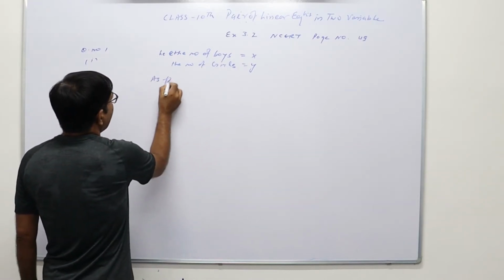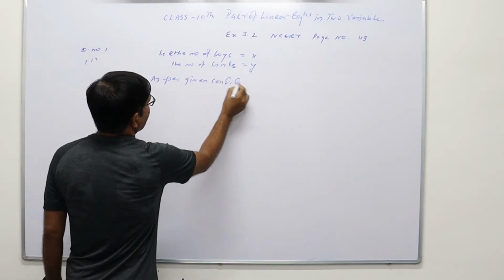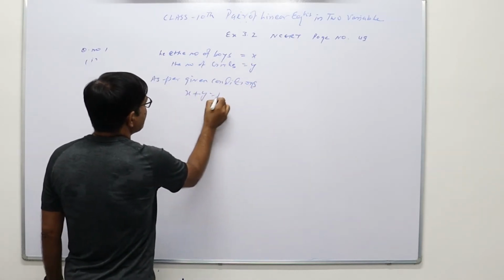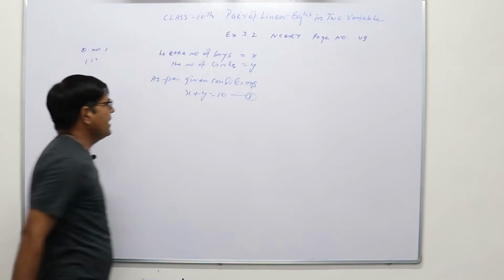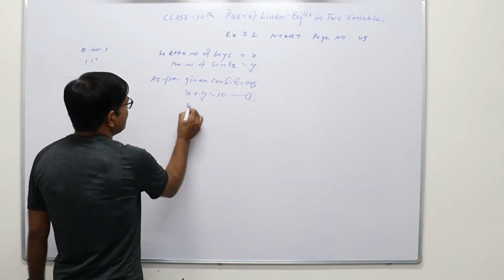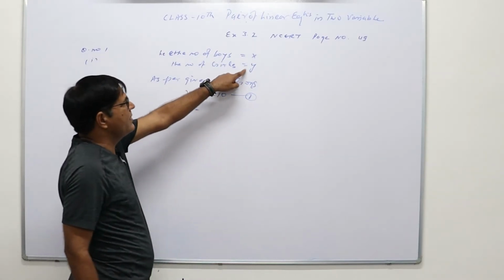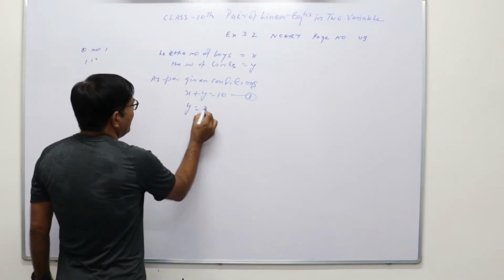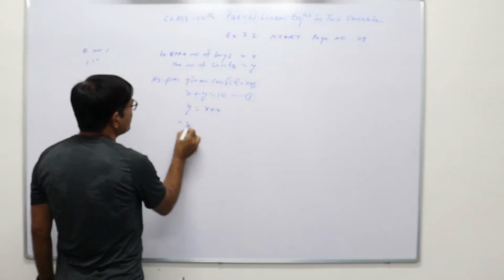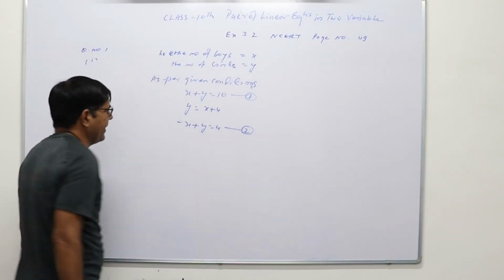So as per the given conditions, x plus y is equal to 10. This is the first equation. And second, the number of girls is 4 more than the number of boys. So here the number of girls we suppose y. So y will be equal to x plus 4. So we can write this as minus x plus y is equal to 4. This is equation number second.